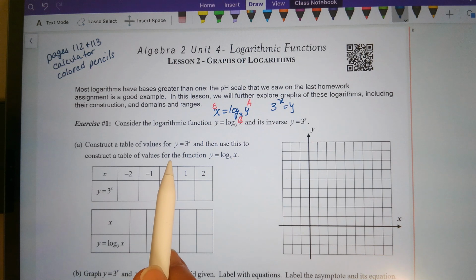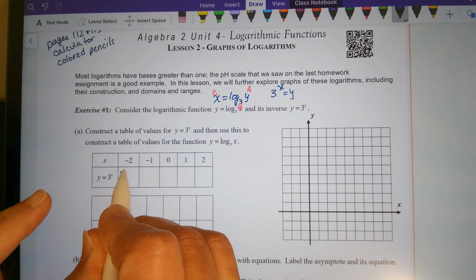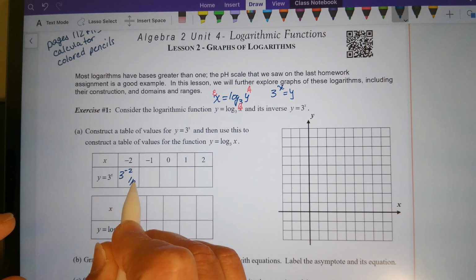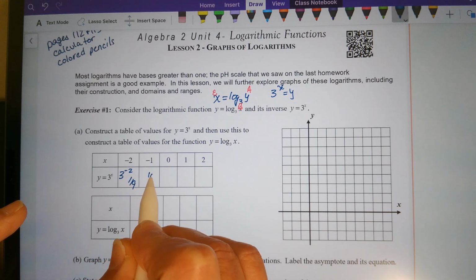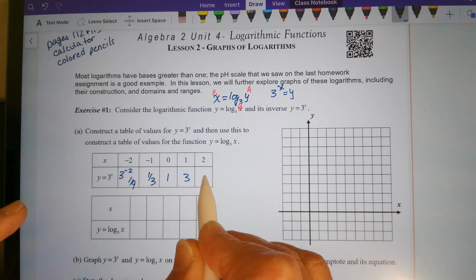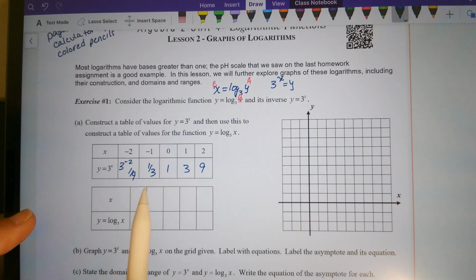Now constructing a table of values for y equals 3 to the x. 3 to the negative 2, that's the same as 1 over 3 to the positive 2, which is 1/9. 3 to the negative 1, 1/3. 3 to the 0, 1. 3 to the first, 3. 3 to the second, 9. So we have the exponential one here given to us first.